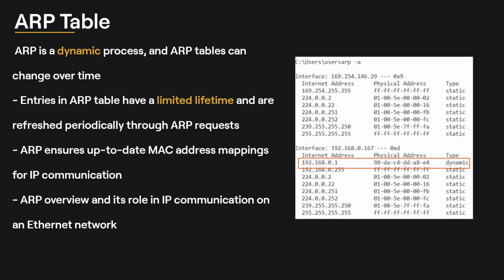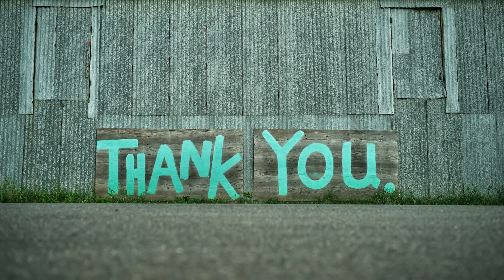It's important to note that ARP is a dynamic process, and the ARP tables in devices can change over time. Entries in the ARP table have a limited lifetime and are refreshed periodically through ARP requests. This ensures that devices have up-to-date MAC address mappings for IP communication. That's a brief overview of ARP and how it helps devices on an Ethernet network communicate using IP addresses. In our next video, we'll delve deeper into the encapsulation process and examine how IP packets are encapsulated within Ethernet frames.